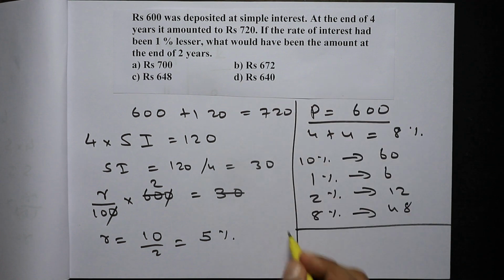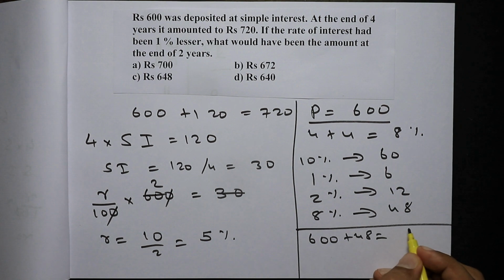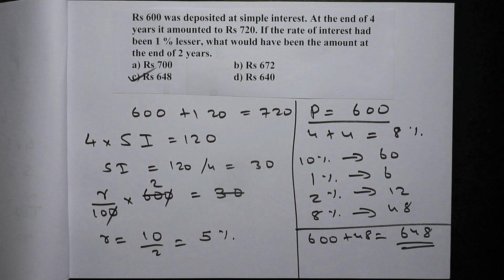So let us calculate the amount. Principal is 600 plus 48. So the amount at the end of 2 years will be 648. That is option C, 648.